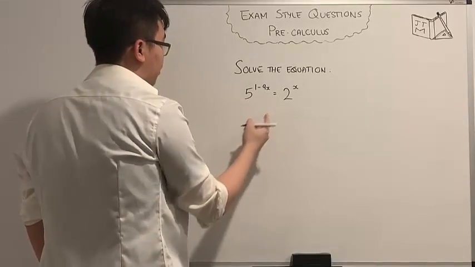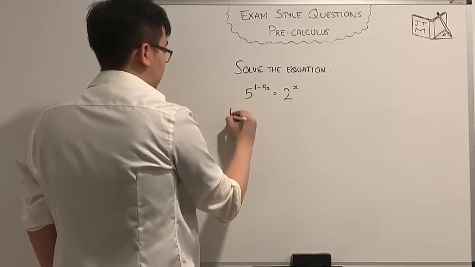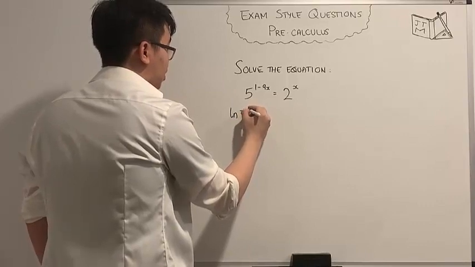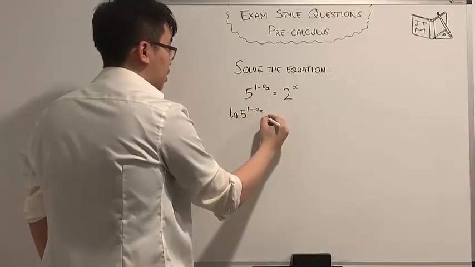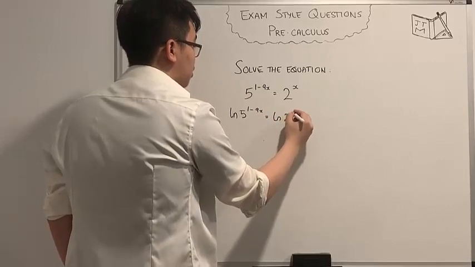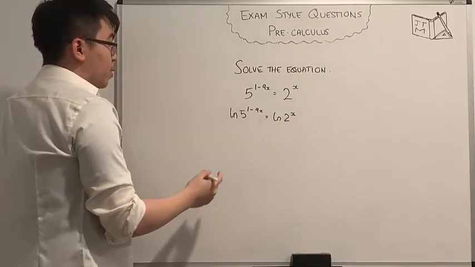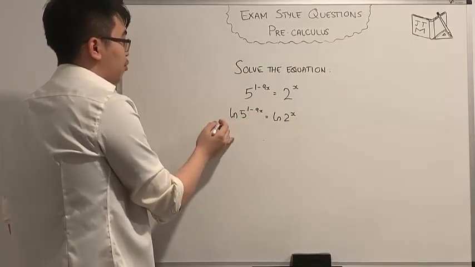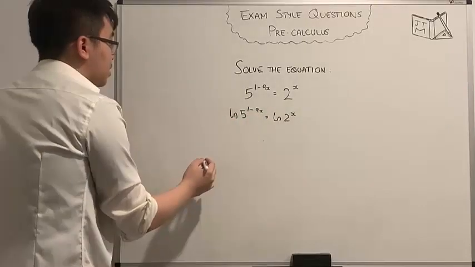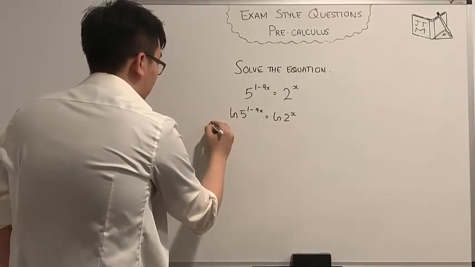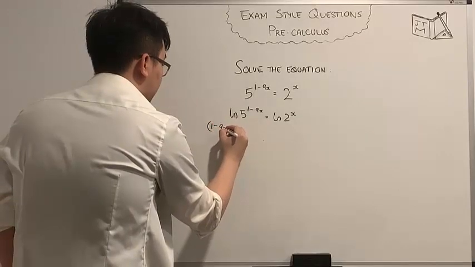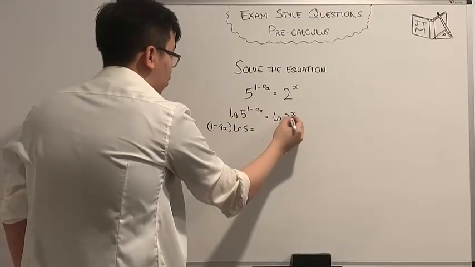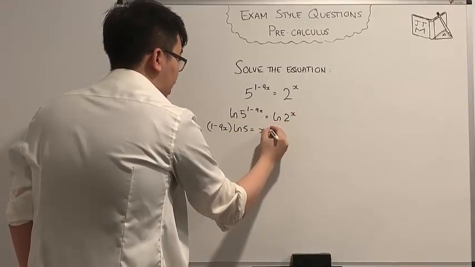So we're going to take ln of each of these sides. So on the left side we have ln 5 to the 1 minus 9x equals ln 2 to the x. Now we're going to use a law that allows us to move these exponents into the front as factors when we have a log. So we have bracket 1 minus 9x, ln 5 equals, move the x to the front, becomes a factor, x ln 2.